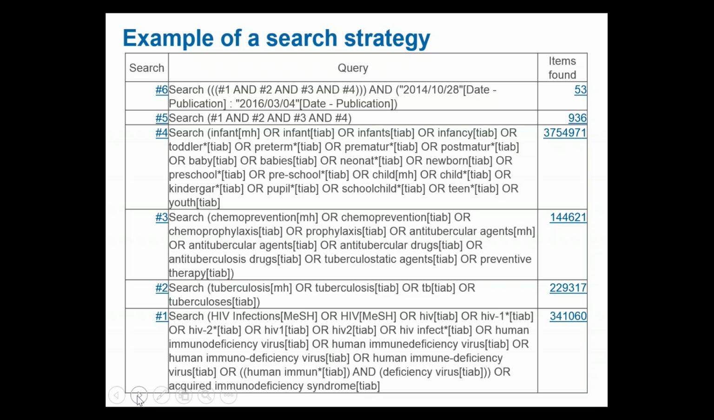And the intervention is what? What would our intervention be? Correct. Chemoprophylaxis. Wonderful. So the question that we had around this search strategy that I developed was looking at chemoprophylaxis for preventing TB in HIV-infected children. So this is the strategy that we've developed specifically for that question.